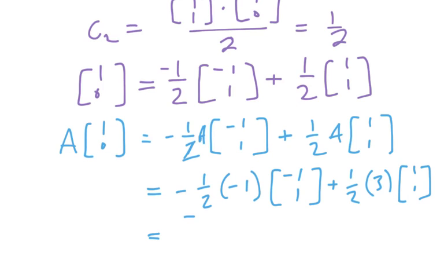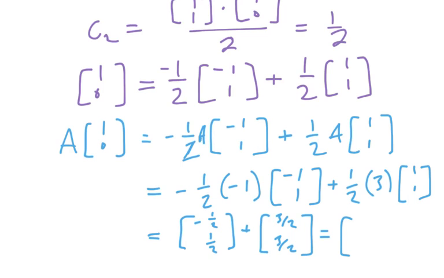Alrighty, so many negatives. Negative times negative is positive, negative times positive is negative. So that's negative 1/2, and then positive 1/2, plus 3/2, 3/2. So this turns out to be (1, 2).